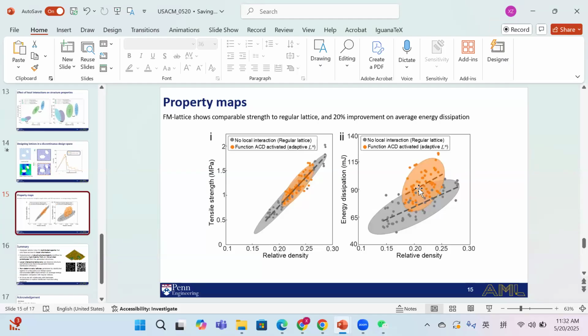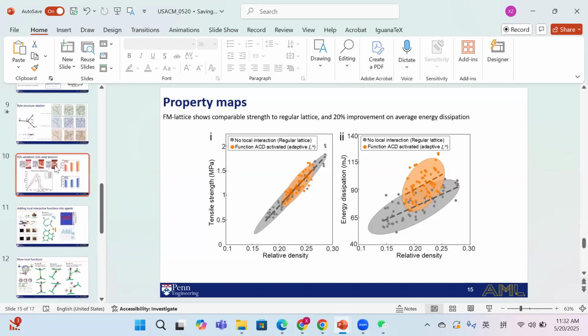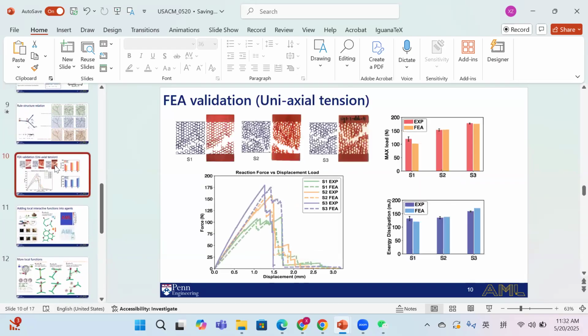Okay, great. Another question: you mentioned that you used the UMAT in the FEM to simulate the fractures of the lattice. What is the fracture criterion you use in your UMAT? Oh, this is the von Mises stress.